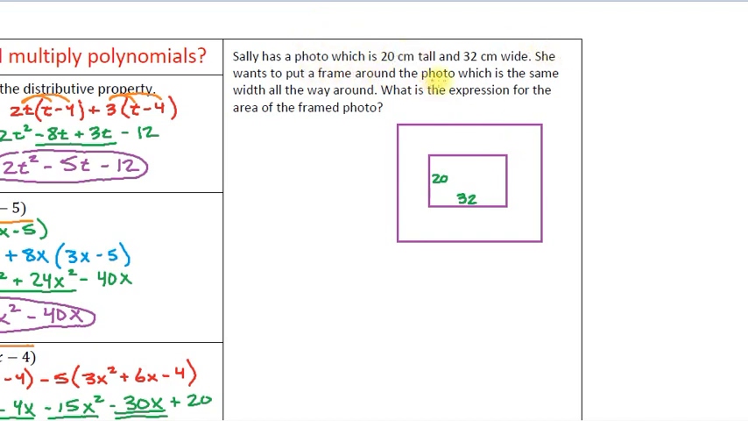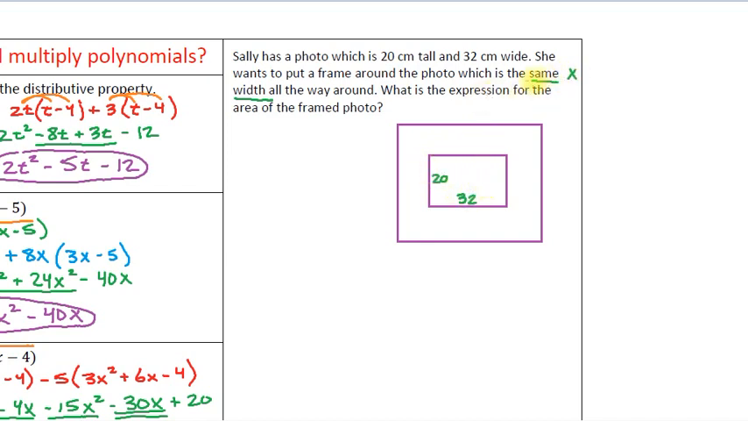She wants to put a frame around the photo. We did that, which is the same width all the way around. That, class, we don't know what that is, but we're going to have to assign it a variable. Let's just call that x. So when they give you something about the word problem that you're supposed to figure out, but they don't tell you what the value is, you assign it a variable. We don't need a variable for the width and the height of the photo because we know those dimensions.